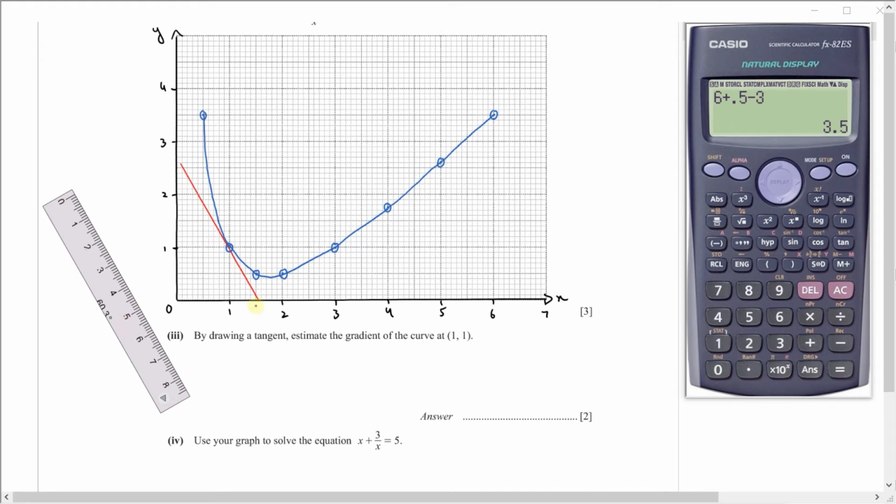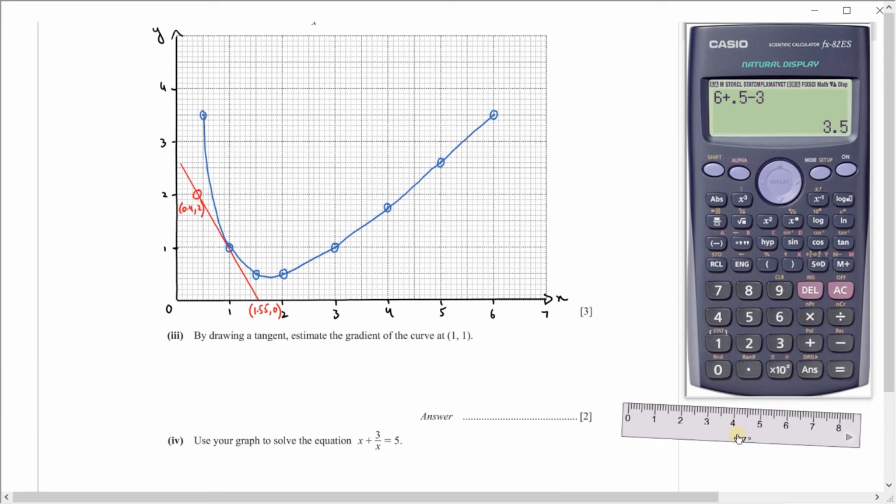So now we can take any 2 points. So let's take this one. It's in the middle of this small block, so I can call it 1.55 and the y value is 0. And then here I'll take this point. So the x value is 0.4 and the y value is 2. So now we can calculate the gradient.